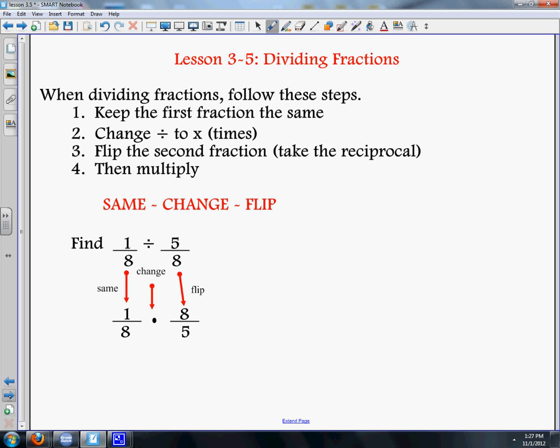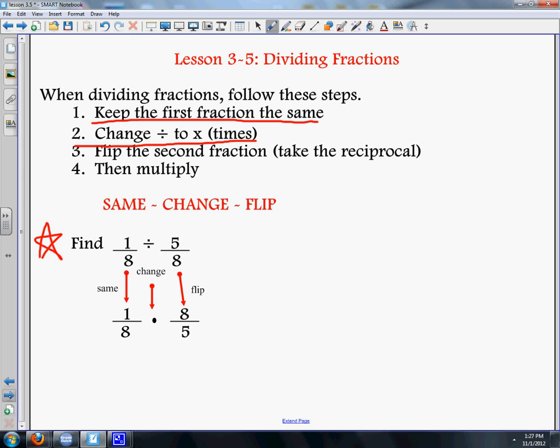All right, so first thing to talk about is how are we going to be dividing fractions? In order to divide fractions, you have to follow 4 relatively easy steps. We'll take a look at this example down here. First step, keep the first fraction the same. So we have 1/8, keep it 1/8. Next, change division to multiplication. See there, division goes into multiplication.